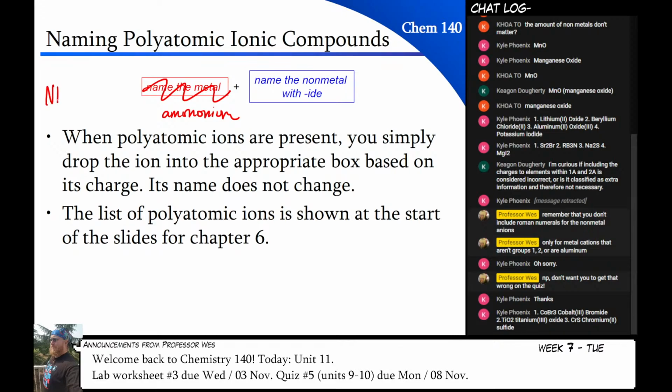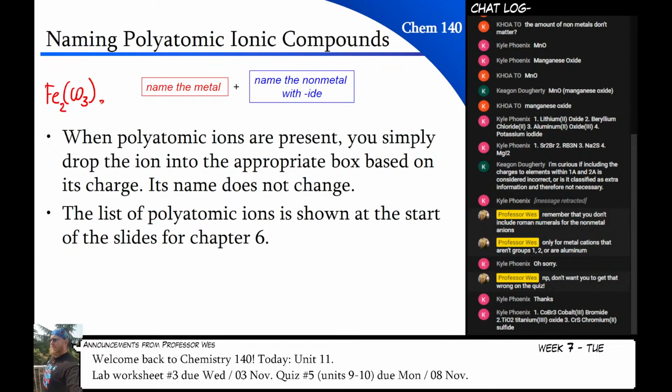So if I gave you this, you'd say, oh, I have ammonium. I'll just put its name as the metal. Oh, I have chloride. There you go. What if I gave you something like this? I messed up. Hold on. There you go. You don't actually need parentheses for that.